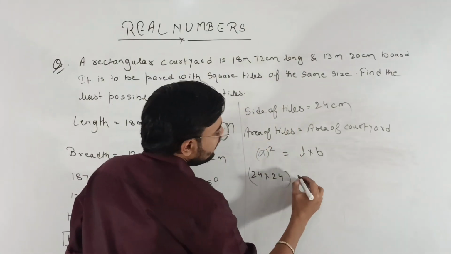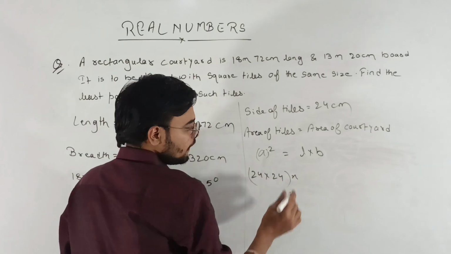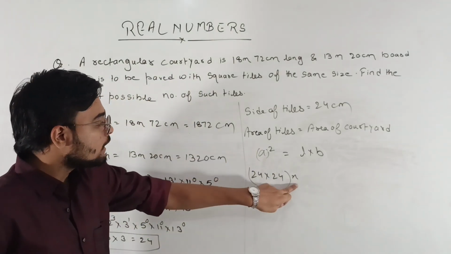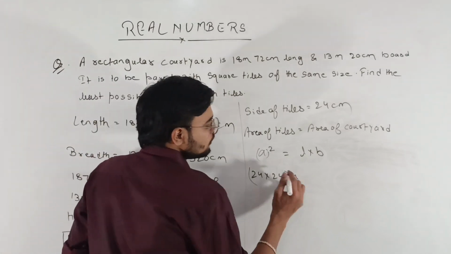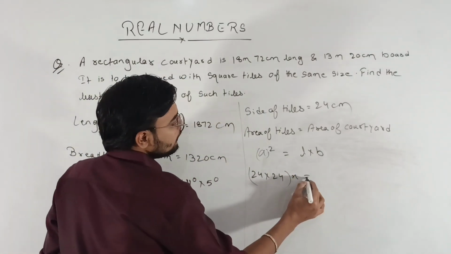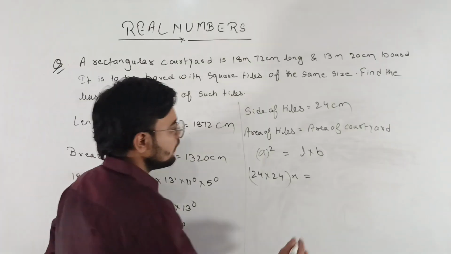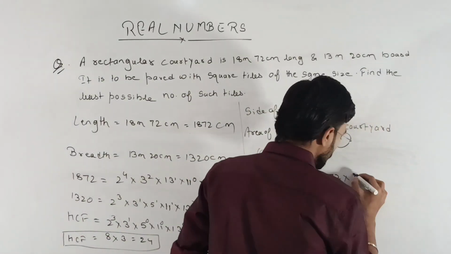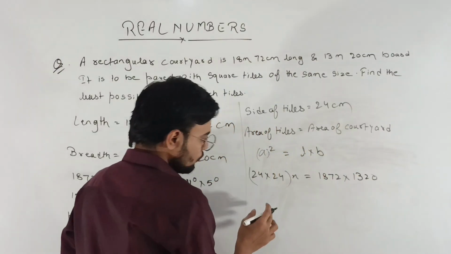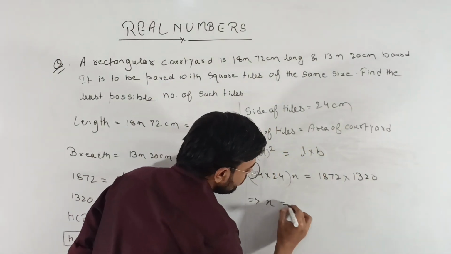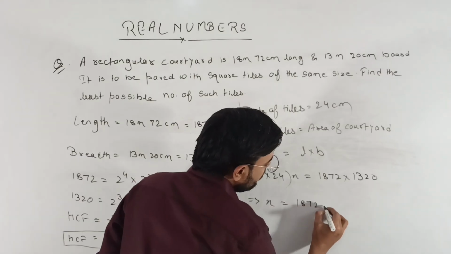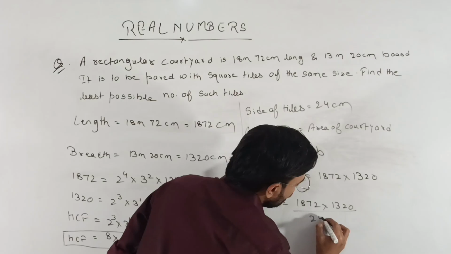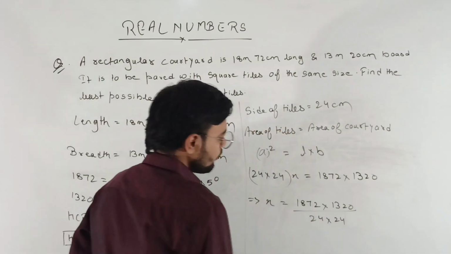And how many tiles? Let us assume x. We have x number of tiles. Area of one tile is 24 into 24 and the total tiles we require is x. So 24 into 24 into x is equal to L into B. L is 1872 centimeter, and breadth is 1320 centimeter. Now from here x is equal to 1872 into 1320 upon 24 into 24. Now calculate this.